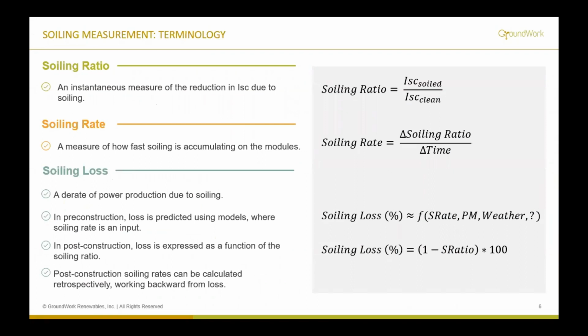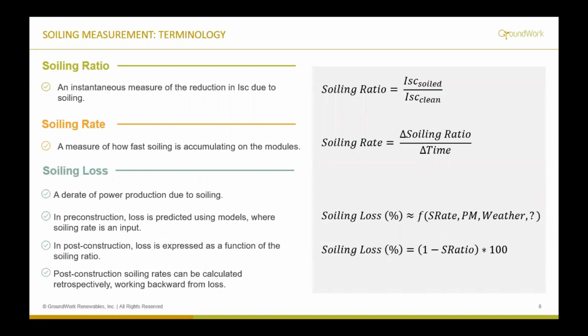In post-construction, during operational times, you all probably know this more than I do, soiling loss is monitored in real time and is simply just by monitoring the soiling ratio. So if your expected output is 1, you subtract the soiling ratio, and multiply that times 100, and that's the percent of loss that you're going to get due to soiling.